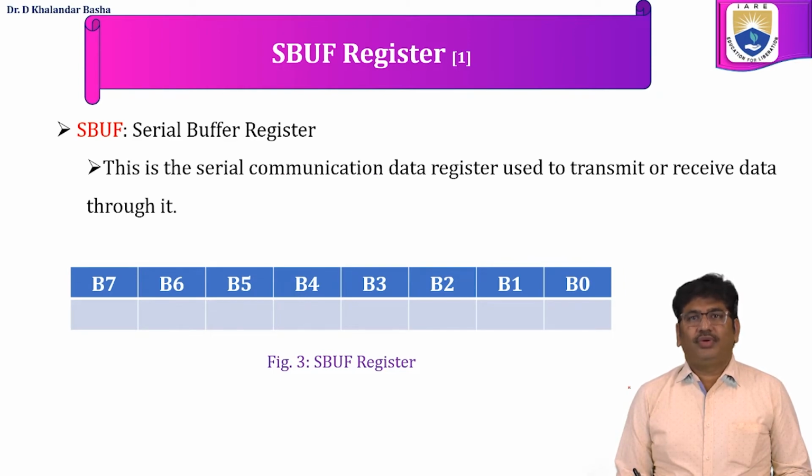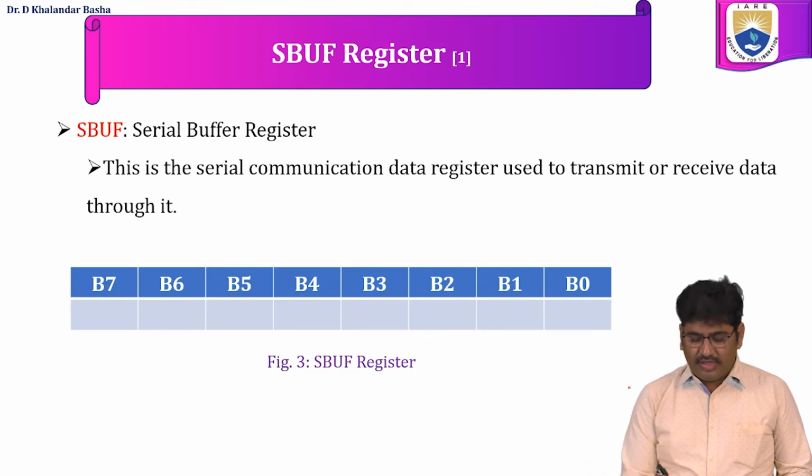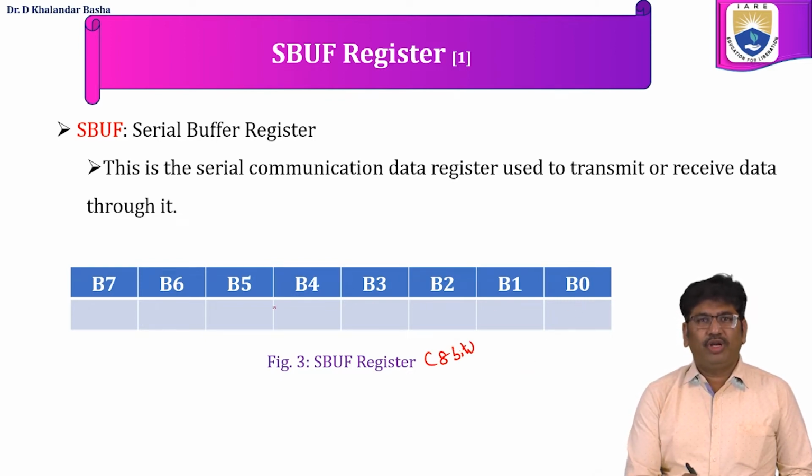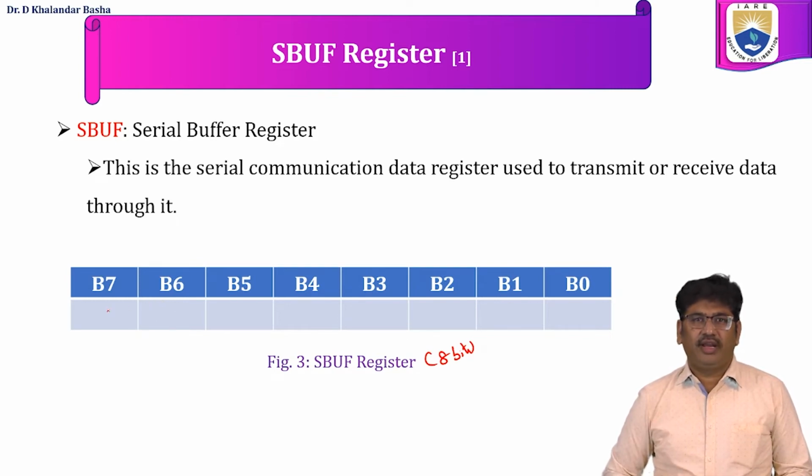The SBUF register, that is the serial buffer register. This is the serial communication data register used to transmit or receive data through it. The size of this SBUF register is 8 bits. The 8 bits are placed from B0, B1, B2, B3, B4 like this till B7, which consists of 8-bit data.